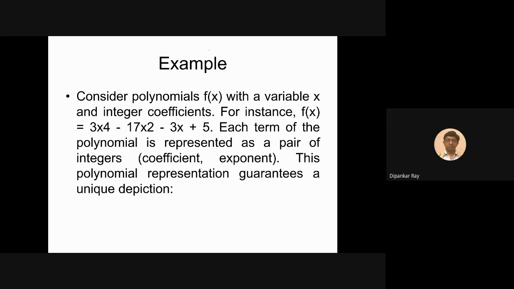So I want to show you an application. Polynomial addition and polynomial multiplication are common in mathematics and statistics. So how to represent a polynomial in a computer, in this particular case using Python? I am having a function 3x to the power 4 minus 17x square minus 3x plus 5. So I have to represent the coefficient as well as the exponent. So it is represented as a tuple of coefficient and exponent.